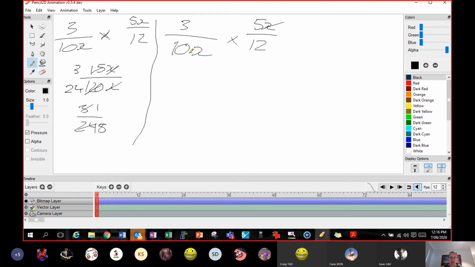So I can cancel x with this x. 10 goes into 5, 5 would leave me with 1. 10 into 5 would give me 2. 3 and 12 go together. 3 will go into 3 once. 3 will go into 12 4 times.